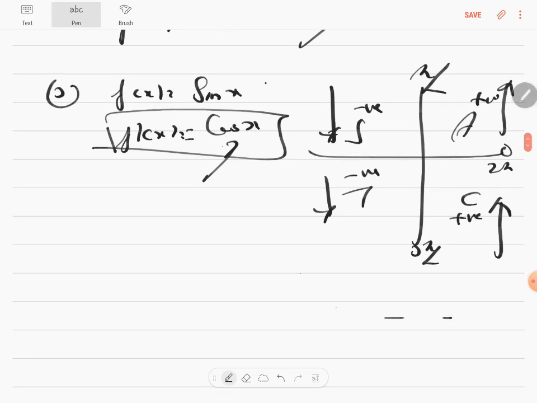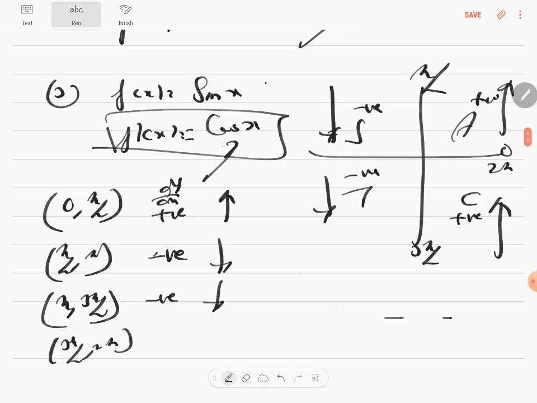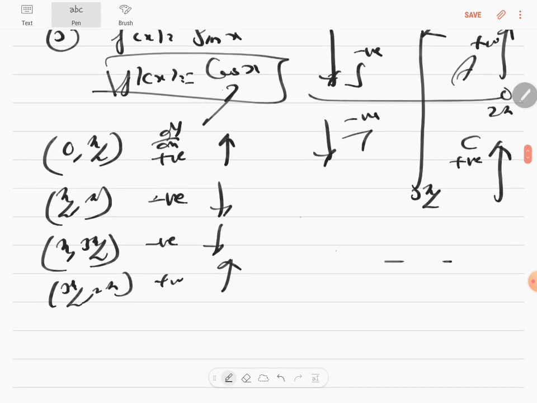So let's write the intervals. From 0 to pi by 2, dy by dx is positive and the function is increasing. From pi by 2 to pi, dy by dx is negative and it's decreasing. From pi to 3 pi by 2, it's again negative, so it's decreasing. From 3 pi by 2 to 2 pi, it's positive, so it's increasing. Now we have written the intervals according to this.